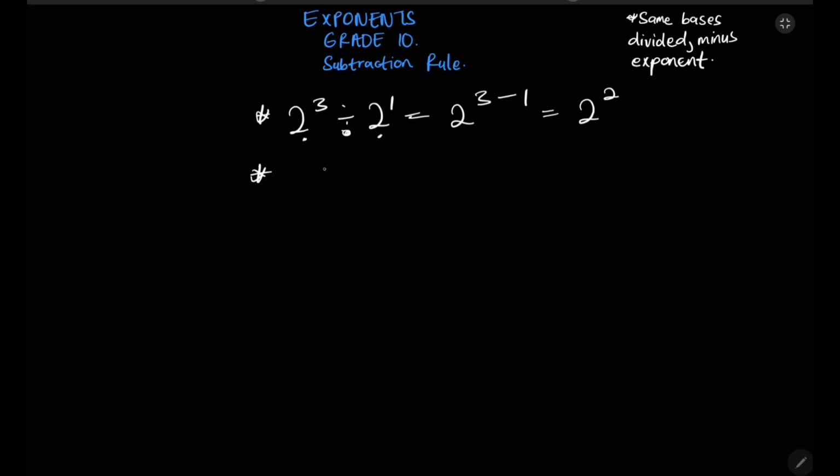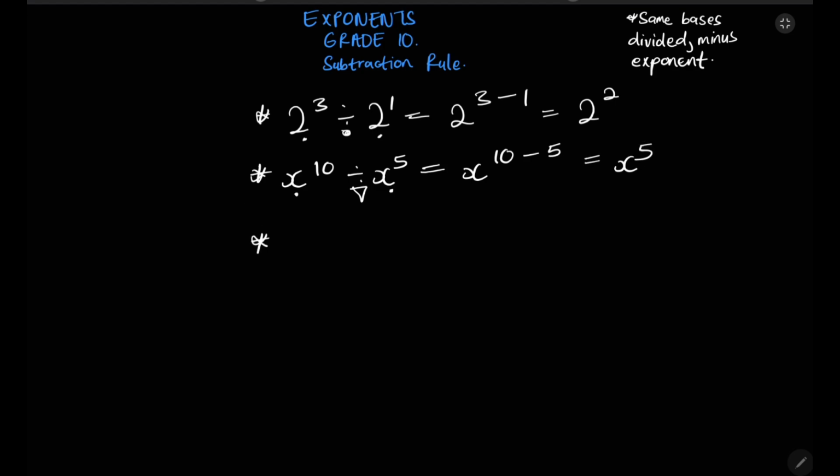This also applies when dealing with variables. Again, go and watch the grade 8 video. If you have, let's say, x to the power 10 divided by x to the power 5, how do we solve this? Do you have the same base? Yes, they are divided. So we write down our base, then minus our exponents, which is 10 minus 5. Your answer is x to the power 5.